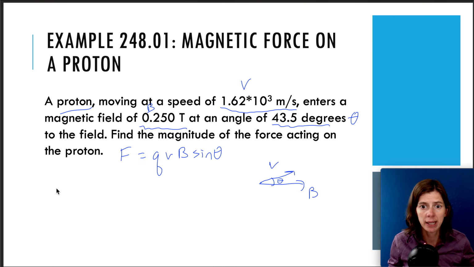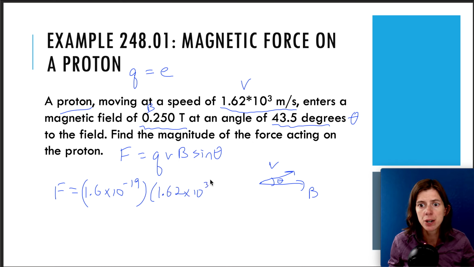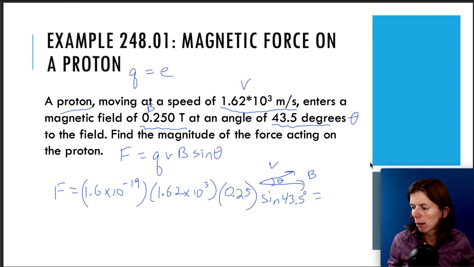So let's plug in all of our numbers. Remember, the charge of a proton is e, which is 1.6 times 10 to the negative 19 coulombs. And then V is 1.62 times 10 to the third, and B is 0.25. And then we multiply that by sine of 43.5. Make sure that your calculator is in degree mode for all of this. And when you multiply all of that, you're going to get 4.47 times 10 to the negative 17 newtons.